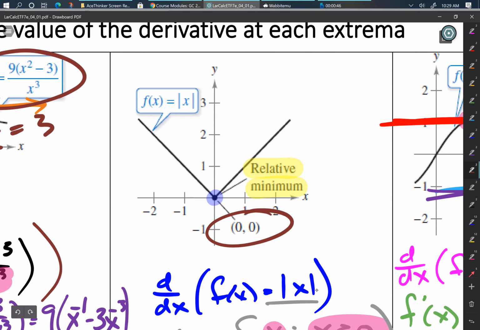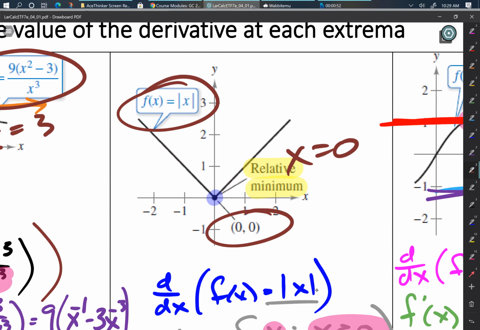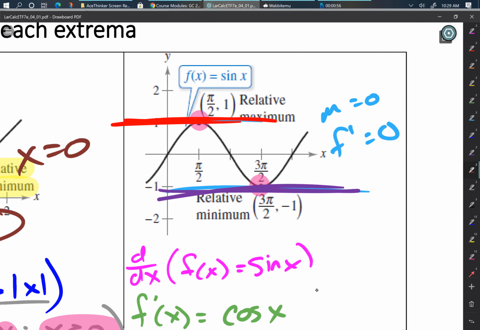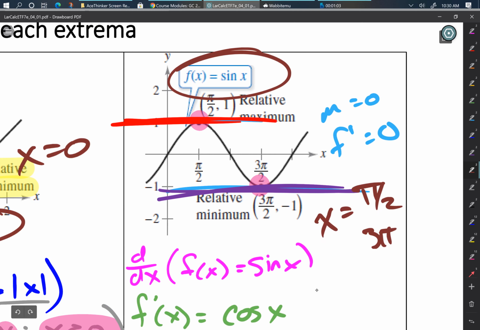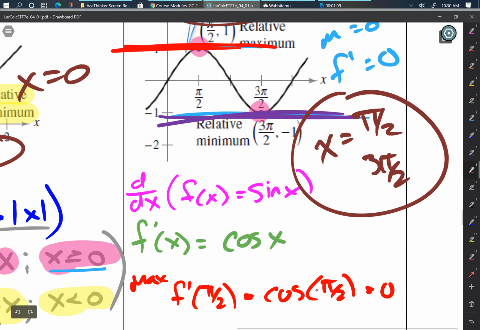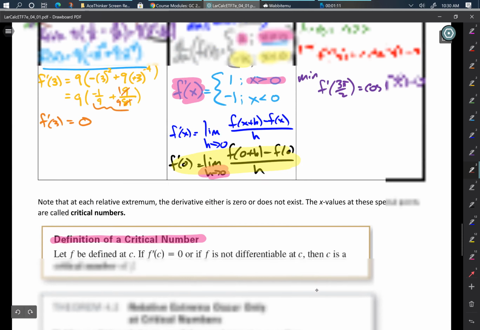We would say that 0 is a critical number of the absolute value function because the derivative is not defined at 0. For this one over here, f of x equals sine x, we would say that x equals pi over 2 or x equals 3 pi over 2. These are both critical numbers for the function sine x because the derivative is equal to 0 there.